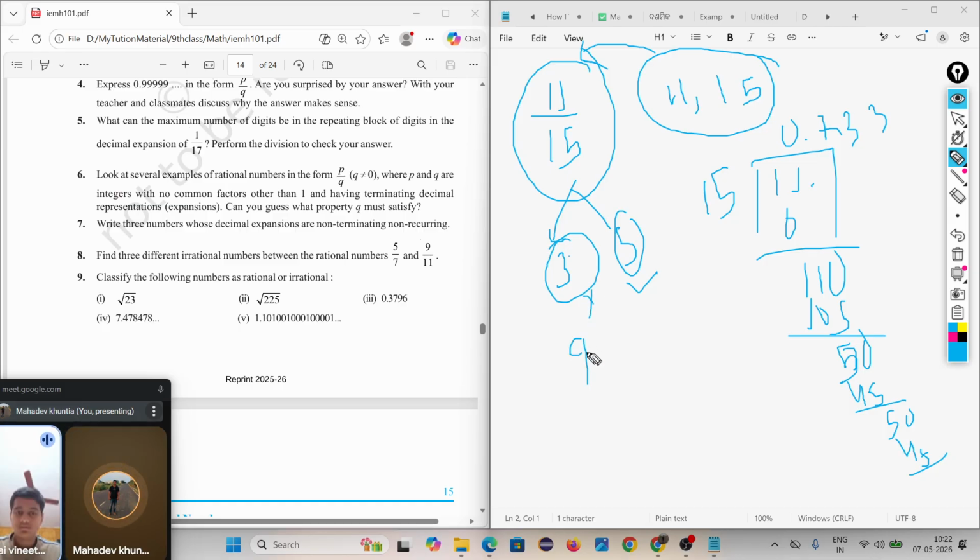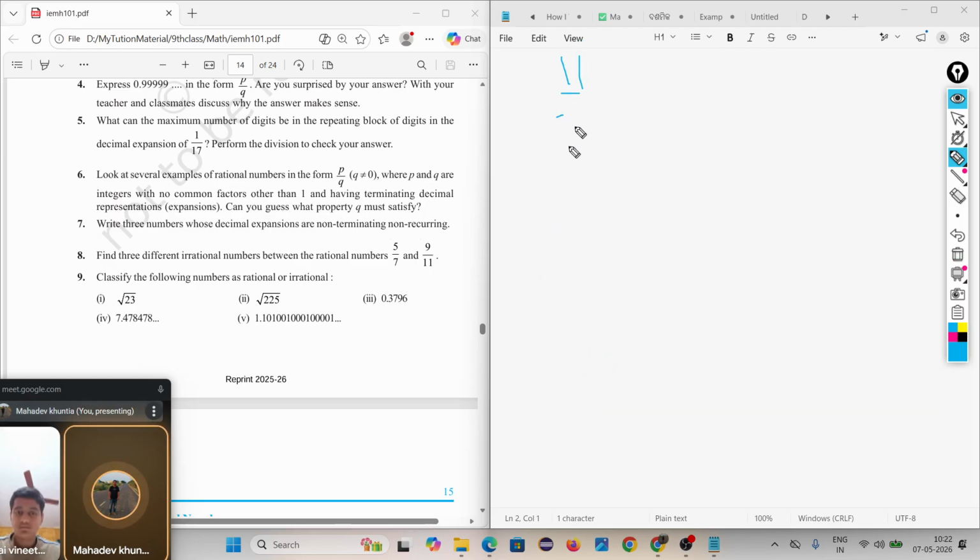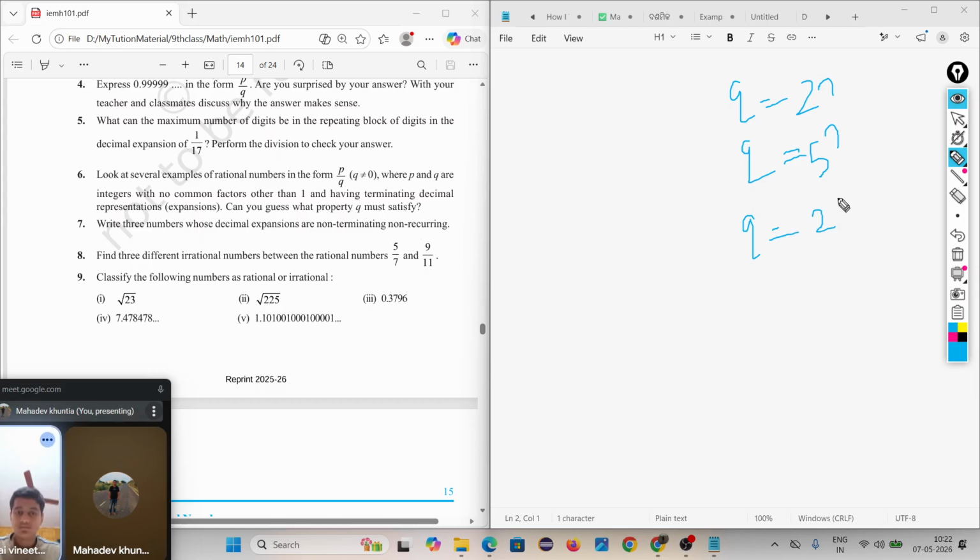That means I can write q as 2 power n, or q as 5 power n, or q as both, 2 power n into 5 power n. Sir, then 11 by 25 is terminating, right, sir? 11 upon 25, yeah, terminating. Look at the three conditions: q equal to 2 raised to the power n, or q equal to 5 raised to the power n, or q equal to 2 raised to the power n into 5 raised to the power n. Okay, sir.